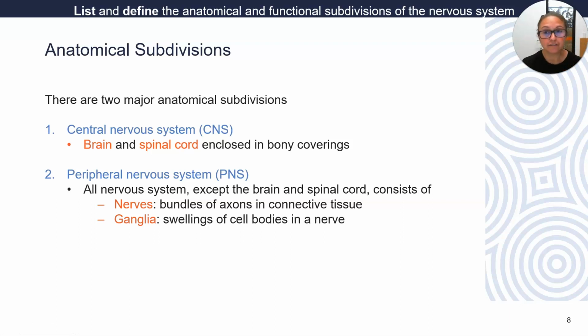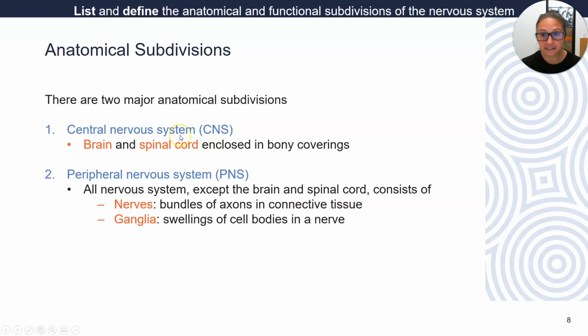So the nervous system is made up of 2 major parts. The anatomy of the nervous system is made up of 2 major parts. The first part is the central nervous system, which is sometimes abbreviated to CNS. Then we've got the peripheral nervous system, which is the PNS. That's how it's abbreviated. So 2 major anatomical divisions.